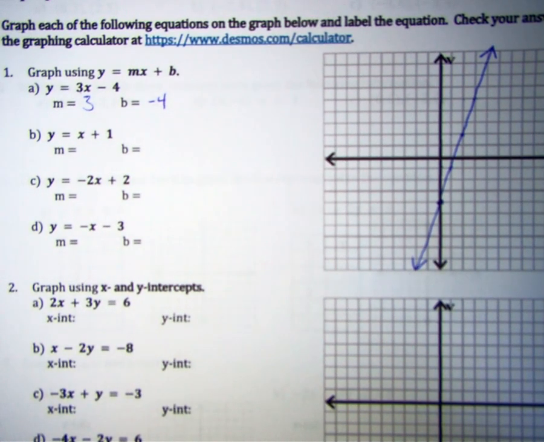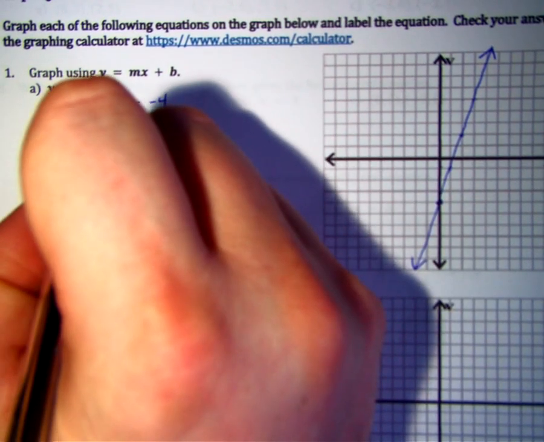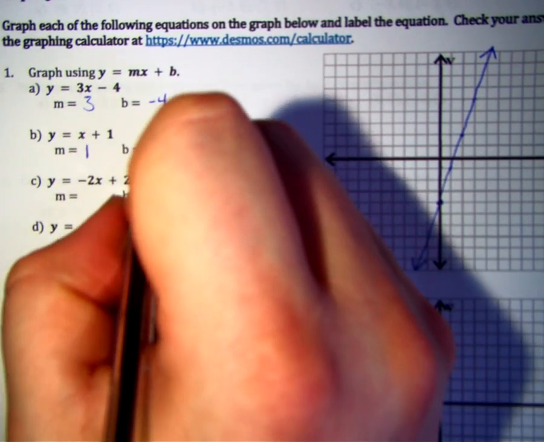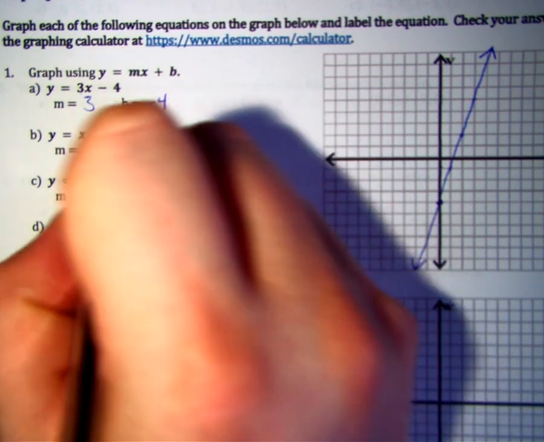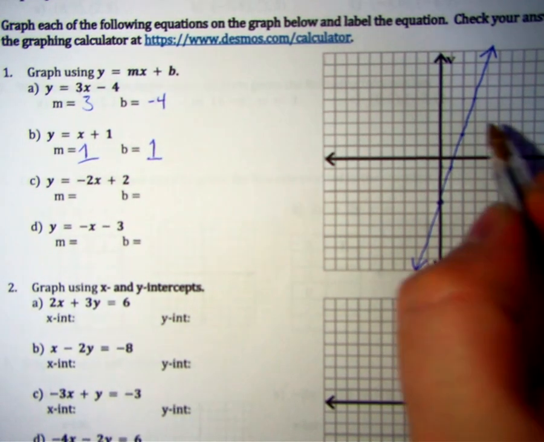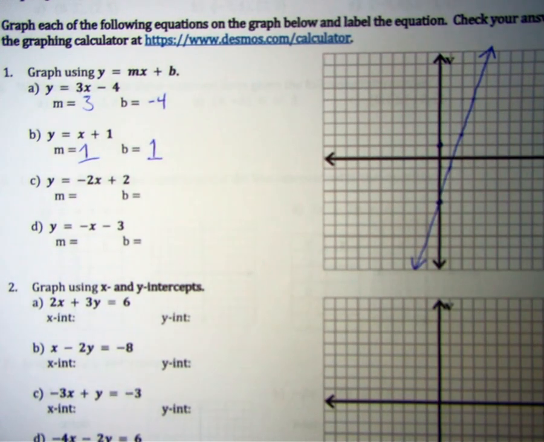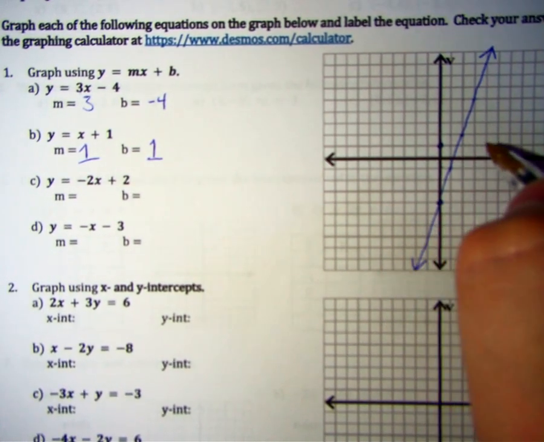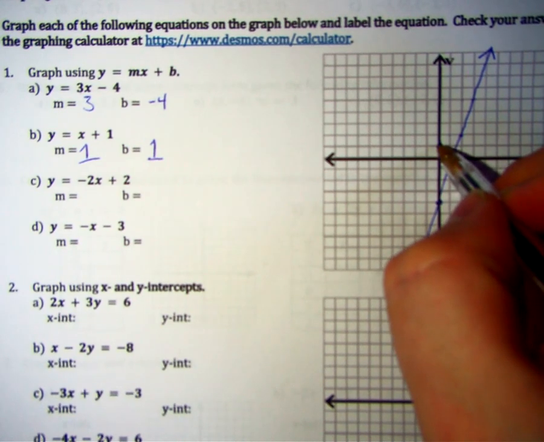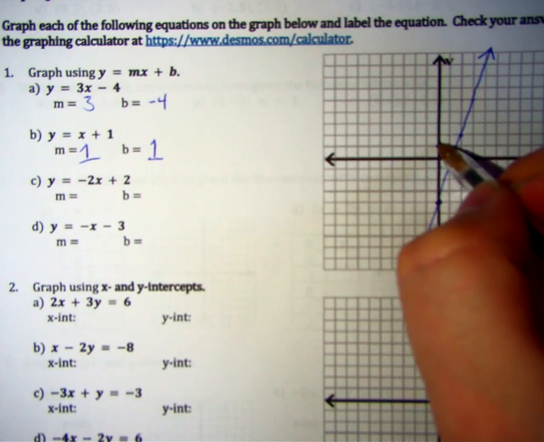Well, now we move on to the next equation. y equals x plus 1. x has a positive 1 in front of it. My b value is also going to be 1. Since we start with the b, for our beginning has a b value of 1, so on our y-axis we come up to 1. We have a slope of positive 1, which means we rise 1, we go over 1. We rise 1, we go over 1.